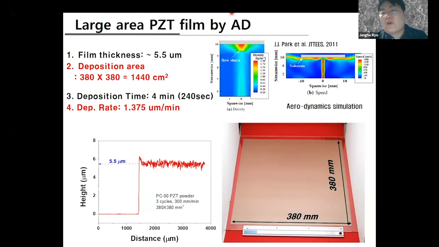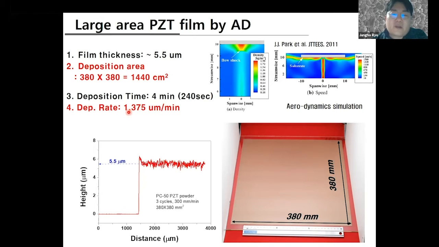For that, we conducted aerodynamic simulation to make a very fast airflow for the high-speed deposition. We designed the so-called Laval type nozzles, which can make more than Mach 2 speed of the particles. By designing this, we can make very uniform PZT films on glass or any other substrate. This is one example, 400 millimeter, which is 40 centimeter by 40 centimeter. That deposition rate was nearly 1.4 micron per minute.